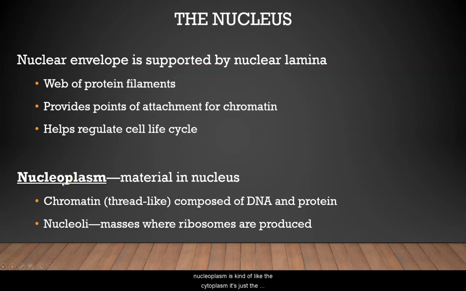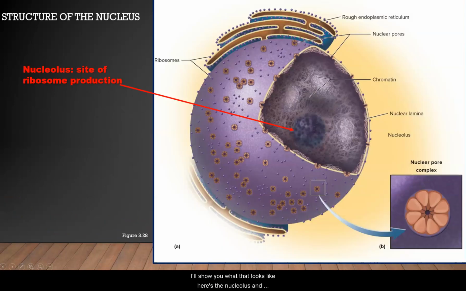The nucleoplasm is kind of like the cytoplasm. It's just the material in the nucleus. It contains the chromatin, which is the thread-like DNA and proteins together, and the nucleoli, which are masses where the ribosomes are produced. I'll show you what that looks like. Here's the nucleolus. If you see, it's this dark condensed structure within the nucleus of the cell. This is like the nucleus of the cell blown up to be very large. And it is the site of ribosome production, which is another organelle that we'll talk about.